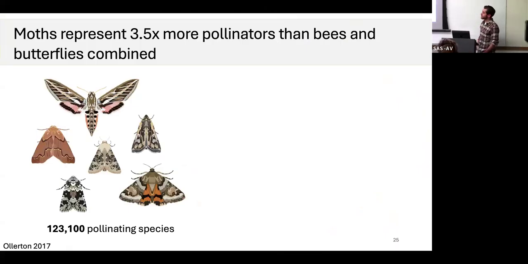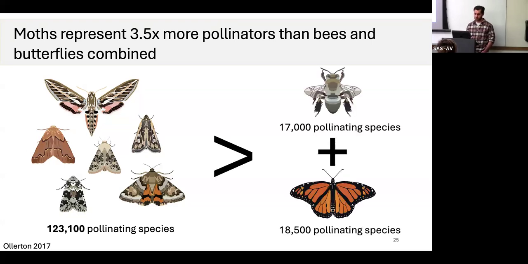Looking at the numbers here too, this also means that moths actually represent about 3.5 times more pollinating species than bees and butterflies combined. So out of those 160,000 moth species, about 123,000 of them are known pollinators. And that's compared to only about 17,000 pollinating bee species and 18.5 thousand pollinating butterfly species.